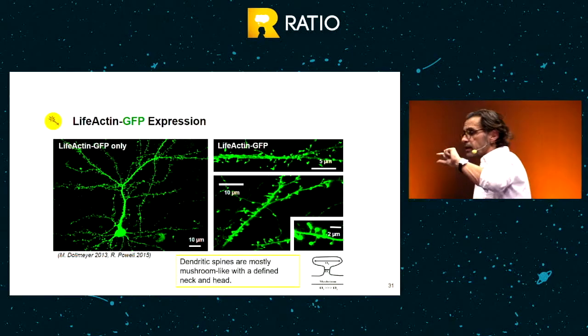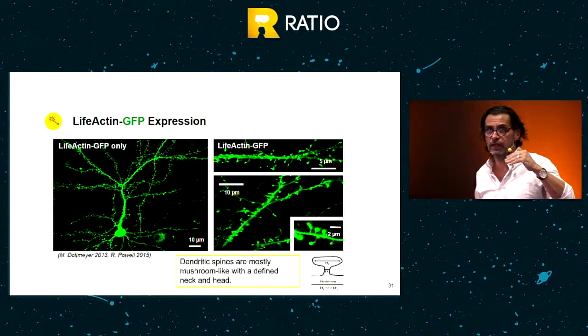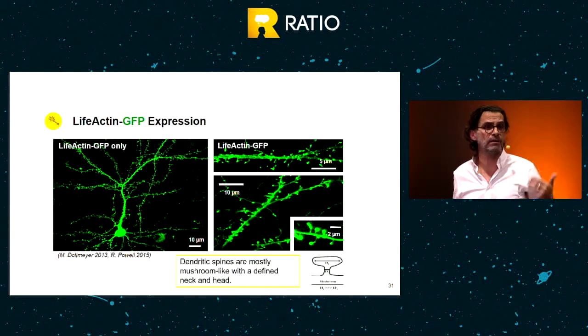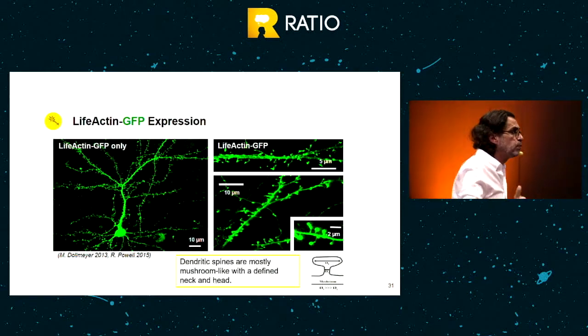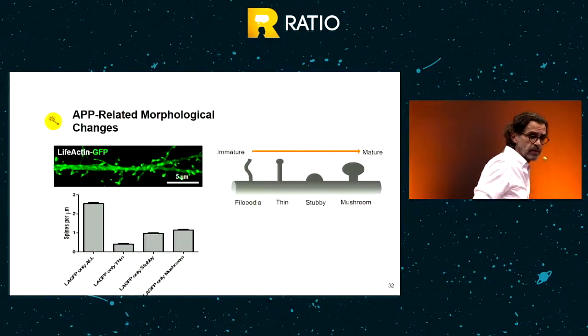So we can look at them, we can study them in live neurons, and see how they are affected when they are producing this peptide that we think is important for Alzheimer's disease.